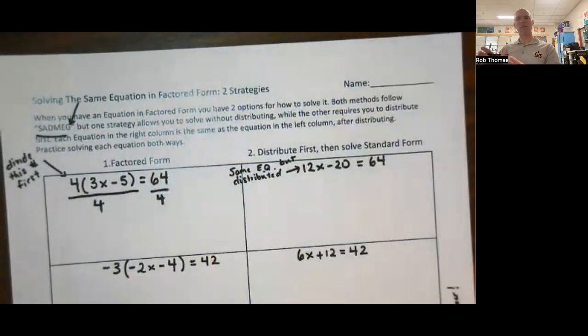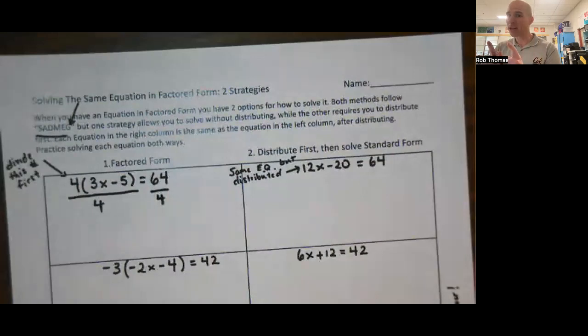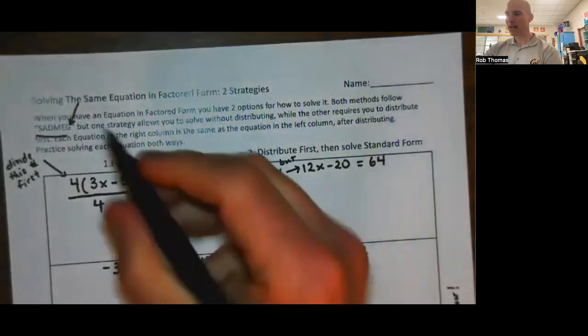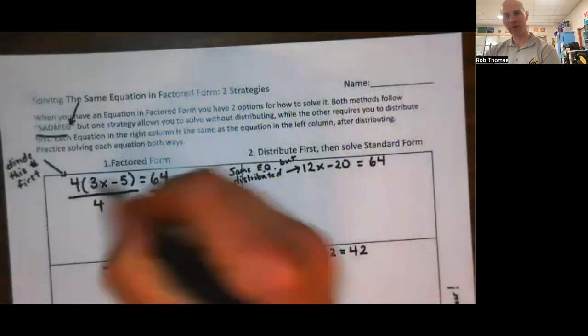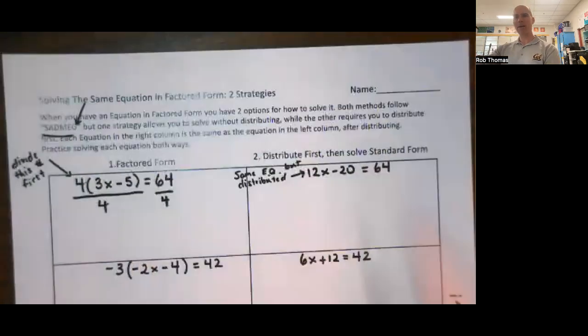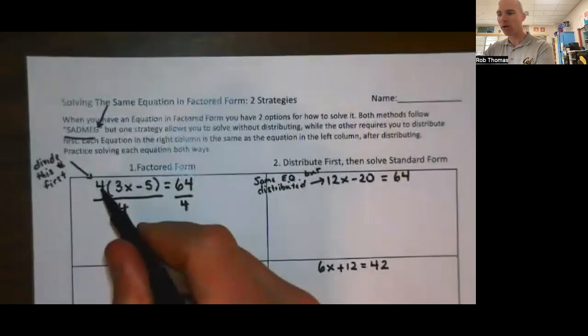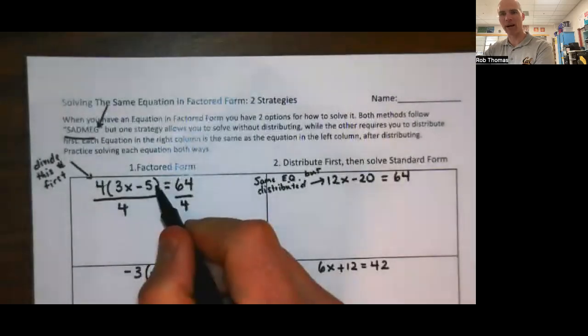Now, this is where it gets a little confusing for some students because I just said I'm not just dividing the 4 by 4. I'm dividing everything by 4, but it's going to look like I'm only dividing the 4 by 4. Because what this says is 4 times a bunch of stuff. But if you times anything by 4 and then you divide it by 4, you're left with just one of that thing. Another way of thinking about it is this says I have 4 groups of 3x minus 5.